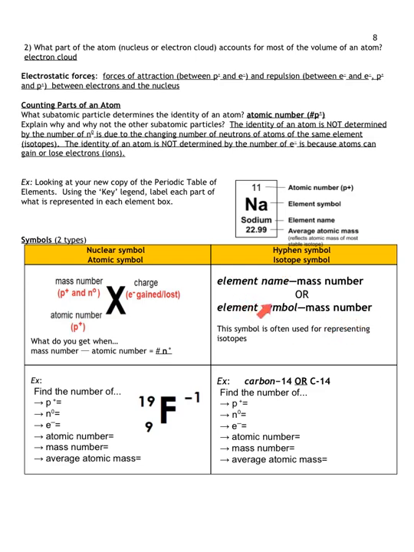Hyphen symbol. The hyphen symbol is the element name, hyphen, with the mass number. And once again, the mass number is the same number that you see over here, which is the number of protons plus neutrons. This is oftentimes used for isotopes in the end.